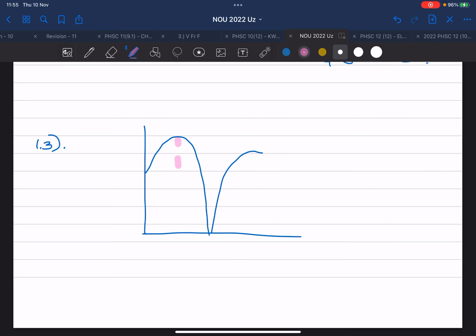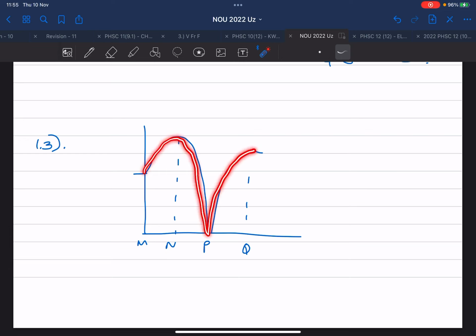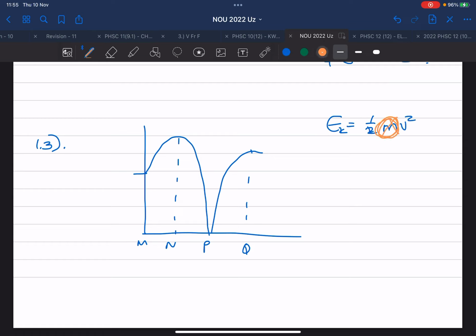Okay. At question 1.3, M N P Q X. They say that is a position-time graph and the ball is thrown upwards, blah blah blah. Okay, let's just think, position-time graph. This makes sense to me: the ball is thrown up and then it goes down and then it is thrown up again. Now they ask you, at which time is the kinetic energy the highest? What is kinetic energy linked to? A half mv squared. Hopefully the mass of the ball did not change, so it's linked to its velocity.